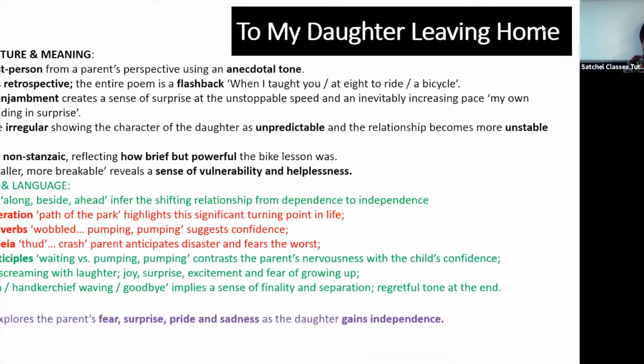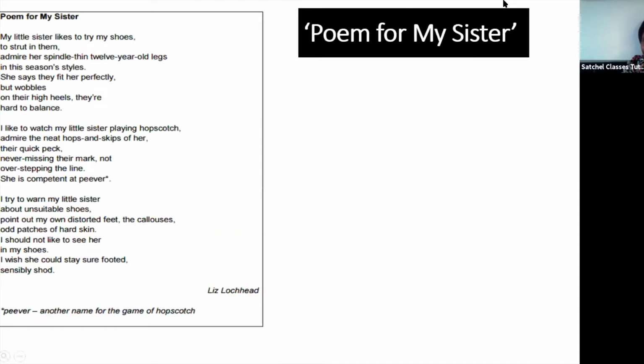So overall, this poem explores a parent's fear, surprise, pride, and sadness as the daughter gains independence. And the idea of riding a bicycle is an extended metaphor that helps us to understand those feelings as the family relationship changes. What about the second poem? Let's look at "Poem for My Sister." This is by Liz Lochhead.